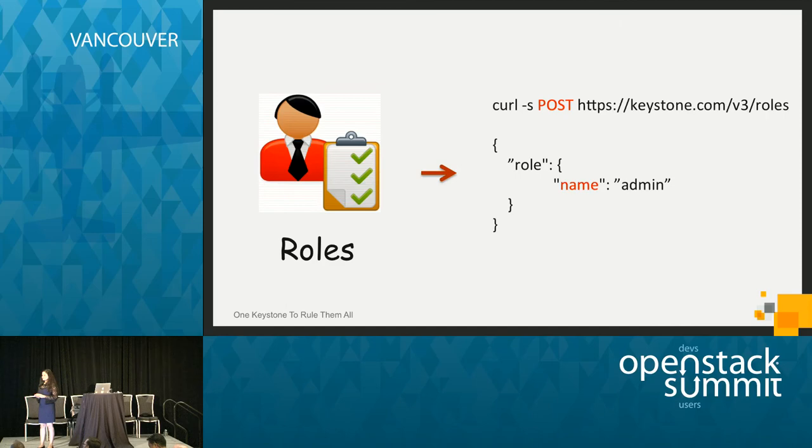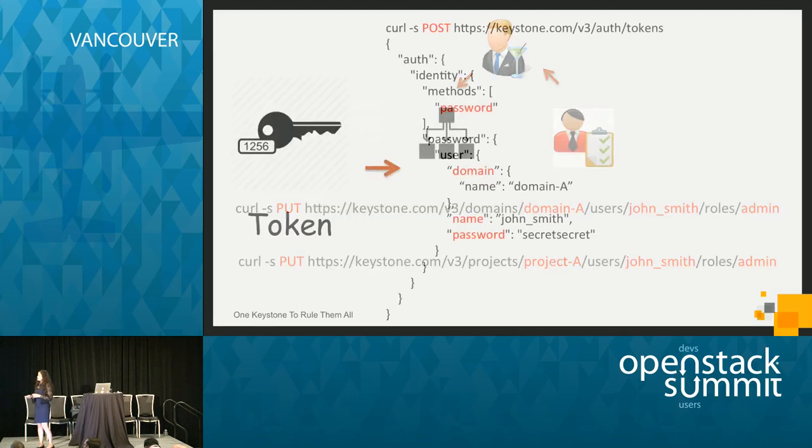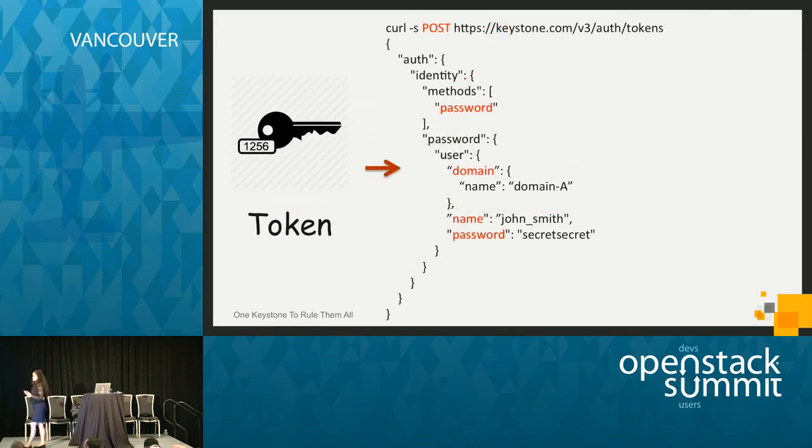We have roles. The set of operations a user can perform is defined by roles. You can create as many roles as you want, but it's not meaningful unless you assign that role to a certain user on a certain domain or a project. Once the role is assigned to a user, he can request a session token, get authenticated, and perform the operations. So the token is the most sensitive information in OpenStack and Keystone.